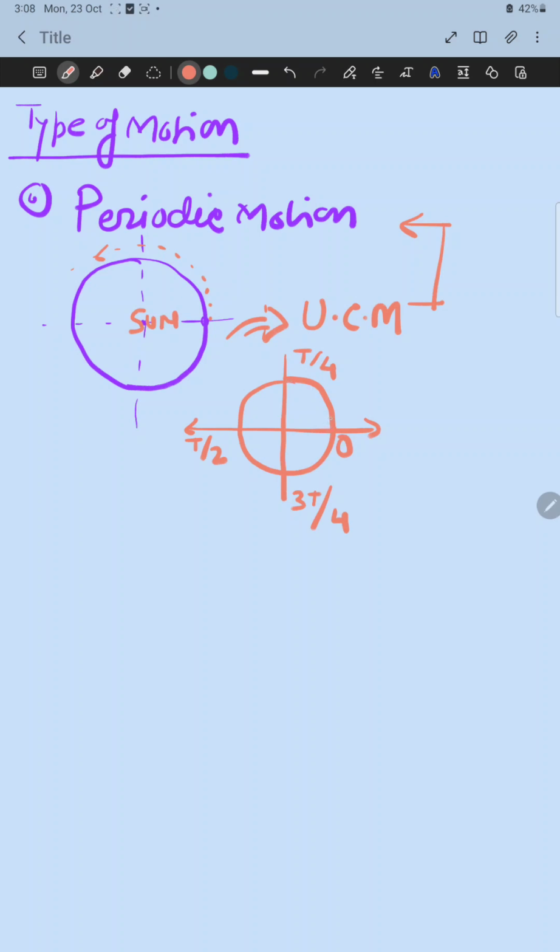There are so many examples that you already know, so we will not go into them too much. Only one thing to remember: UCM, and a very good example is the earth revolving. That's why the days are 24 hours, and the month and year change respectively because of the rotation and revolution of the earth around the sun. Now the next type of motion is called oscillatory motion.